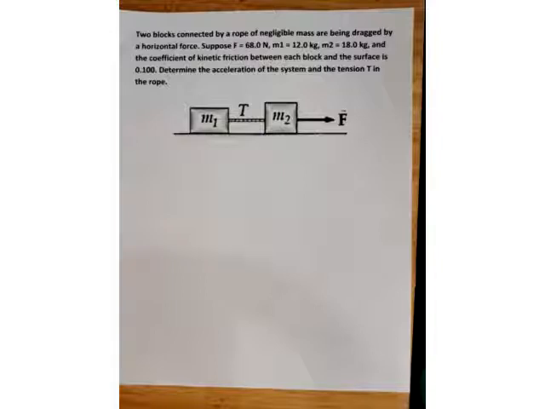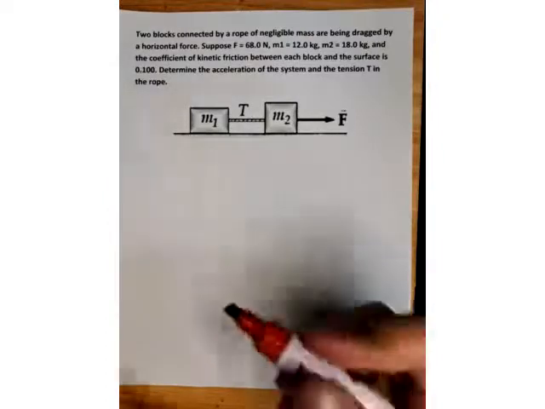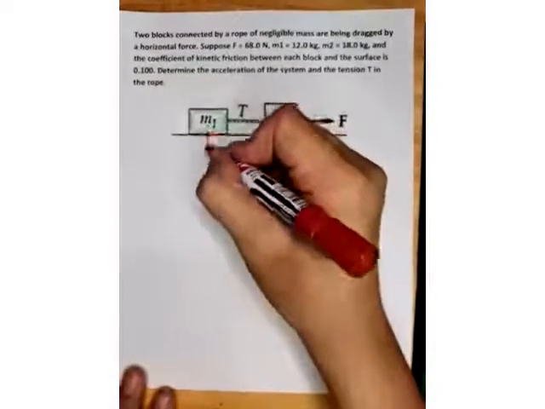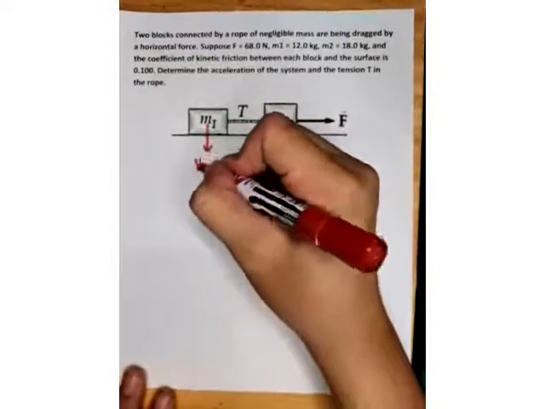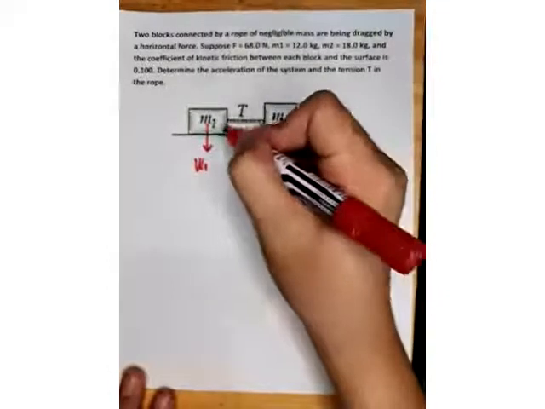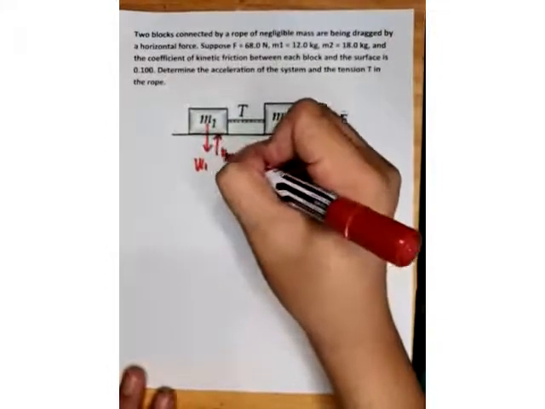Ayan. Okay. So, same lang din naman ang approach. Okay? FBD. And then, so bago natin kunin yan, we need to identify all the forces acting on the object. So, what are the forces acting on the object? So, we have, let's say for mass 1, so the weight 1. And then since it's on the surface, so we have a normal force. Let's call that normal 1.